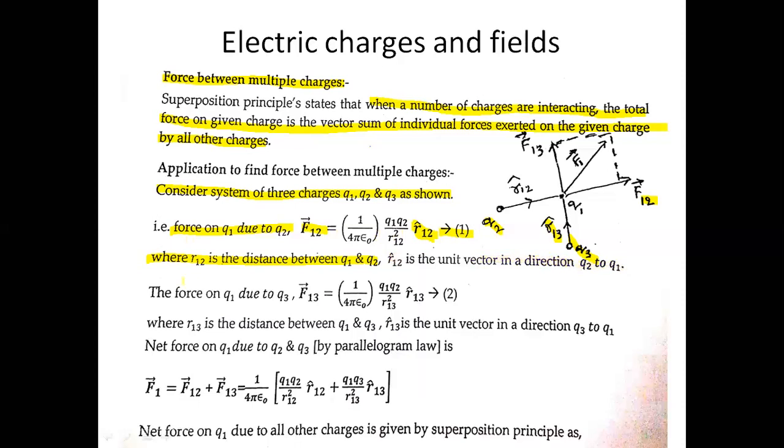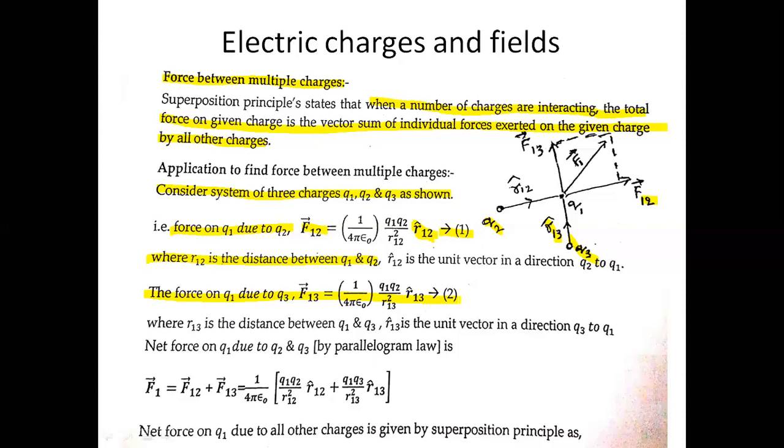So now we have calculated the force on Q1 due to Q2. Now we are calculating the force on Q1 due to Q3. So how do we write it using Coulomb's law? Again, you can see here I am highlighting F13, which means the force acting on the charge Q1 due to the charge Q3.